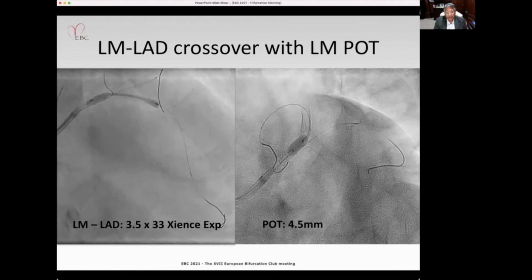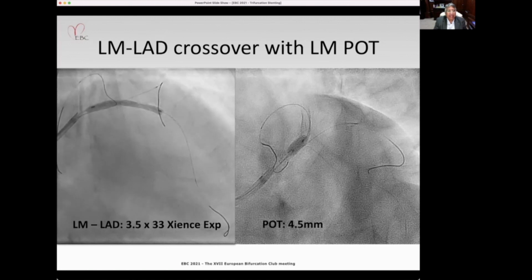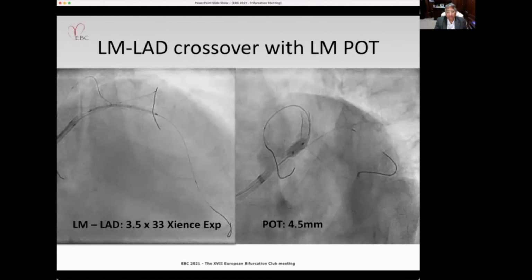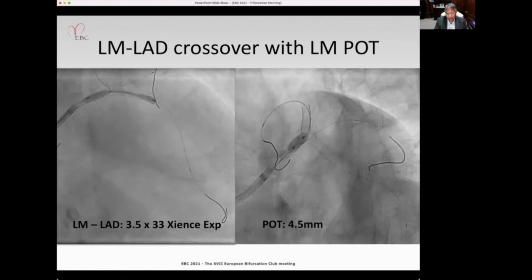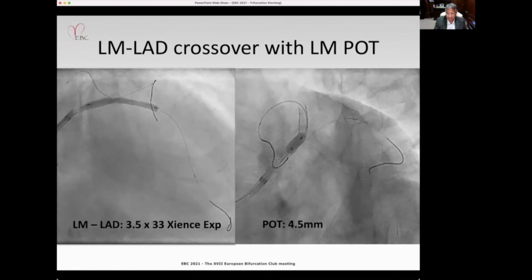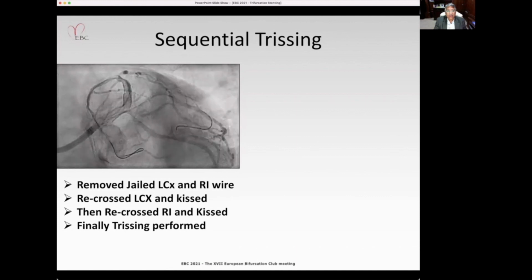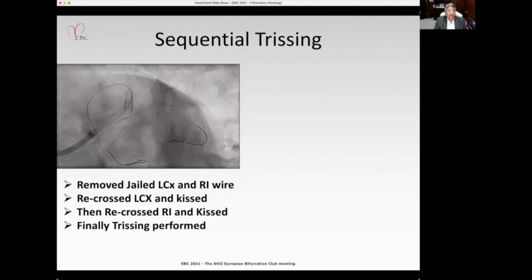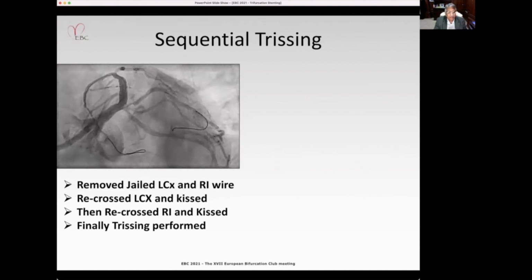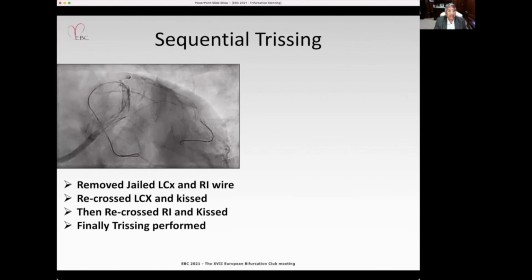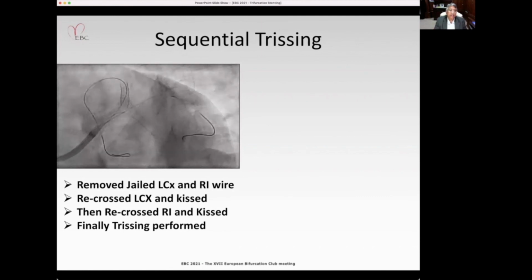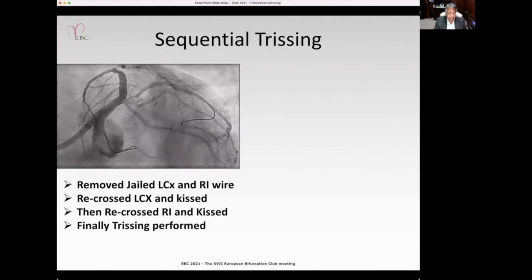So we started off with the left main LAD stent. We put a 3.5 by 33. We did a POT with a 4.5. And the result looked good. So we removed the jailed wire from the circumflex and the ramus, recrossed the circumflex and kissed it, sequentially recrossed the ramus and kissed it, and finally we did the trissing.